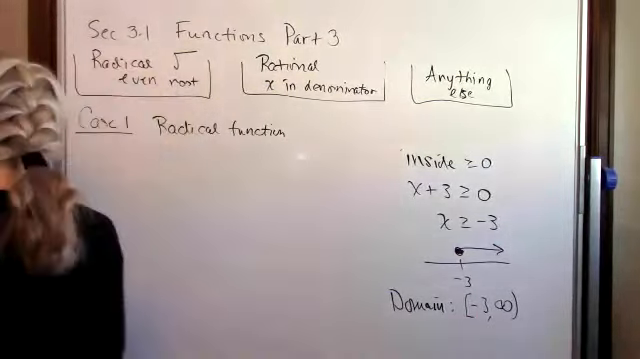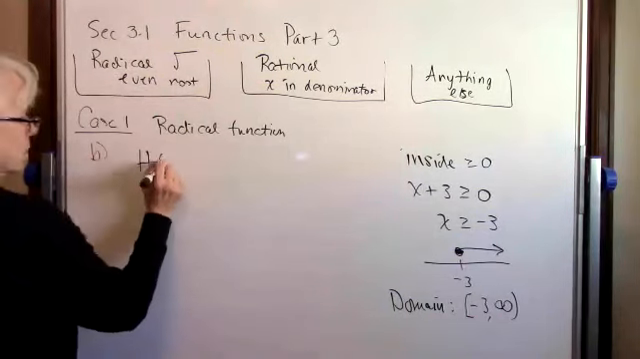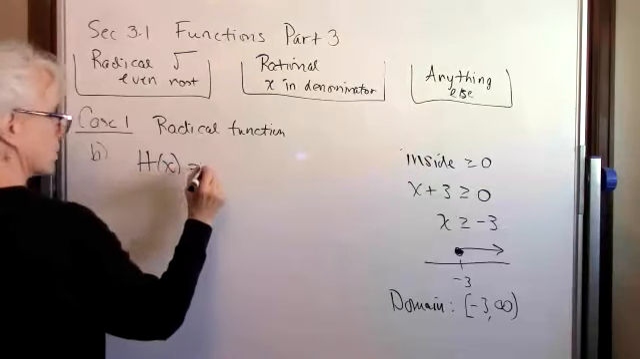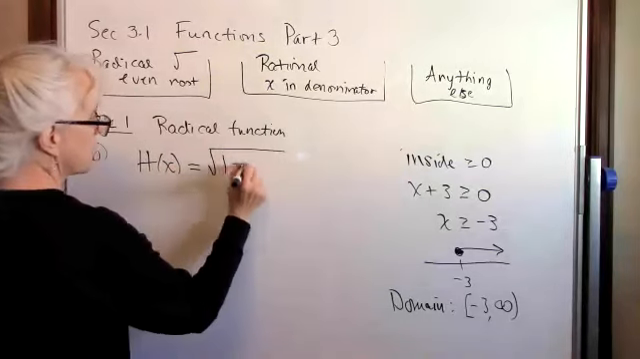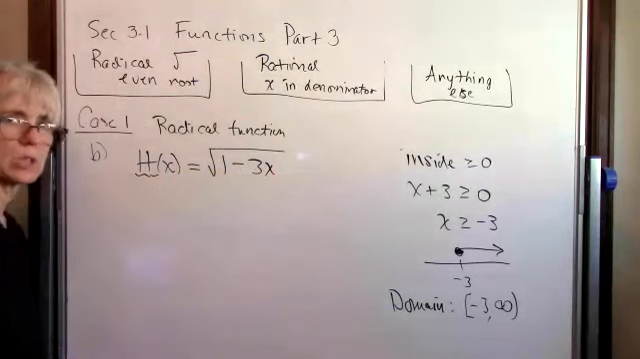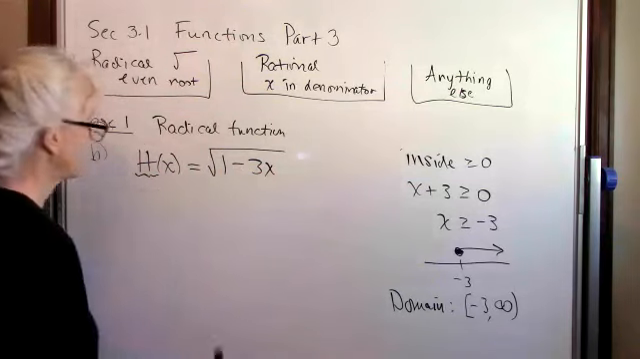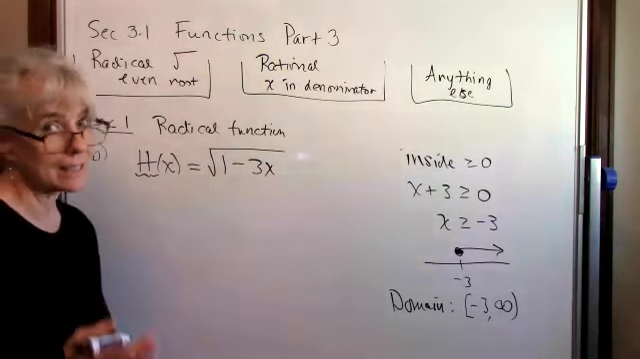So part B on that one says, okay, what if we have h of x is equal to the square root of 1 minus 3x. Wait a minute, we have a couple of problems here. Let's make sure we address them. All of a sudden, that's not an f, that's an h. Does it matter? No, not at all. You can use any letter of the alphabet you want. You can use uppercase, you can use lowercase. Still, it's not going to matter.